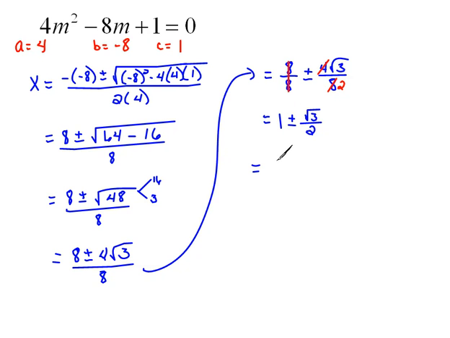Now this is a compact way of writing two separate problems, or two separate answers, I should say. 1 plus radical 3 over 2 and 1 minus radical 3 over 2. This would be our solution set.